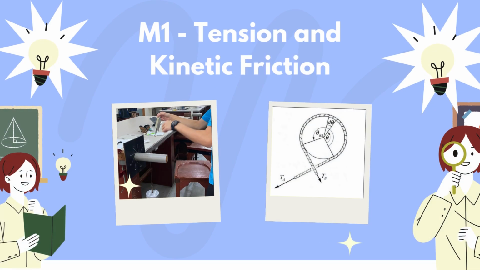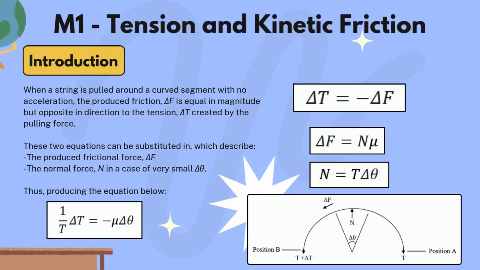Now, the first experiment is M1, tension and kinetic friction. In this experiment, when a string is pulled around a curved segment with no acceleration, the produced friction is equal in magnitude but opposite in direction to the tension created by the pulling force, which results in the equation shown on the right. Now, two equations can be substituted into the first equation, which describe the produced frictional force as well as the normal force in the case of a very small angle, thus producing the equation shown below.